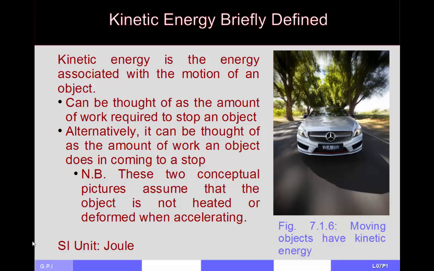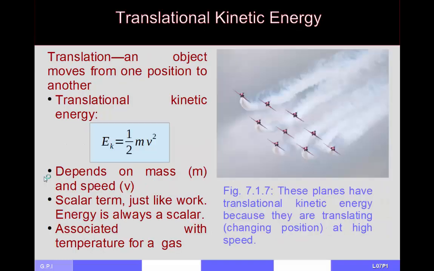Regardless of what method we use to picture it, the SI unit is going to be the joule. So work and energy both have a common unit, which is the joule. And we've already discussed what a joule breaks down to, so I'm not going to recap that here. The equation associated with translational kinetic energy is that it is half of the object's mass times the object's speed squared. Notice that like work, energy is a scalar term.